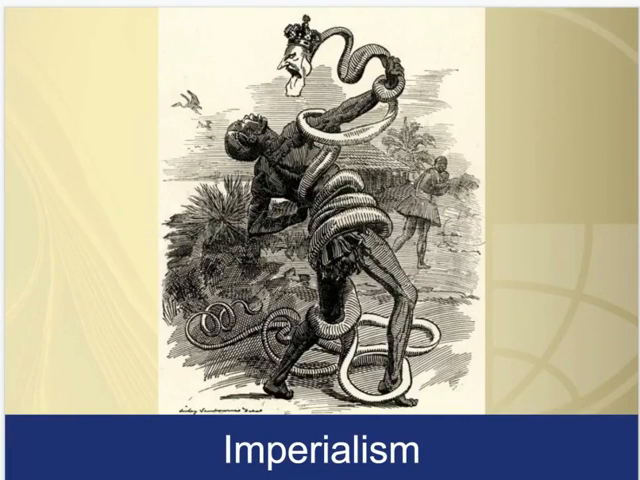This unit is about imperialism. Let's start this unit by looking at this cartoon. What do you think the snake represents? We see it has a crown. It kind of looks like one of the kings of Europe or a European monarch.